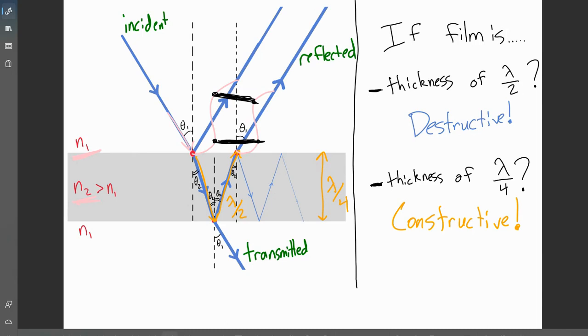This is something that I don't see too often on the AP question bank, but it's there, and I just wanted you to know. Lambda over 4, constructive. Lambda over 2, destructive. And this is true of essentially any odd multiple of lambda over 4. So you can get lambda over 4, 3 lambda over 4, 5 lambda over 4. But any multiple of lambda over 2 will give us destructive interference.